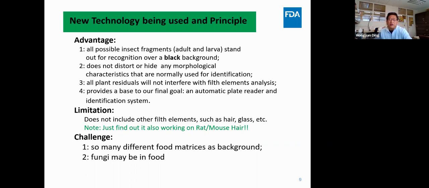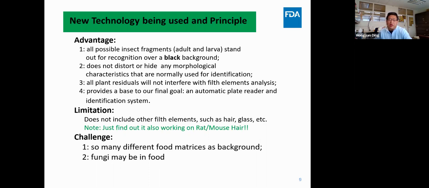The current limitation is that it does not include all other filth elements such as hair, glass. But with our work, we just found out it also works with rat and mouse hair. Whether it works for human hair, we highly expect it will, but we have not tried yet. Later on, I will explain why it works.